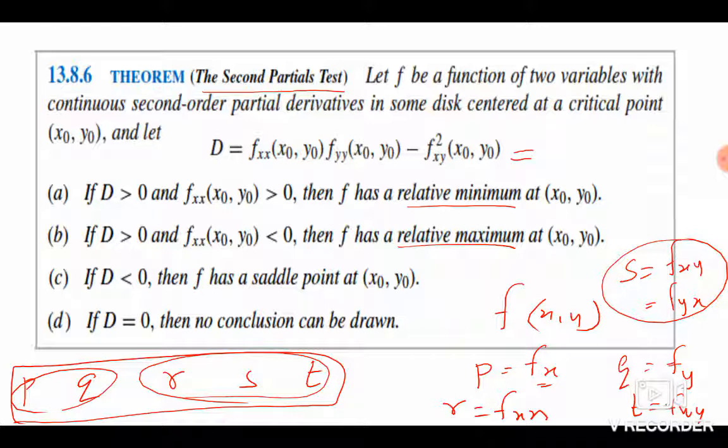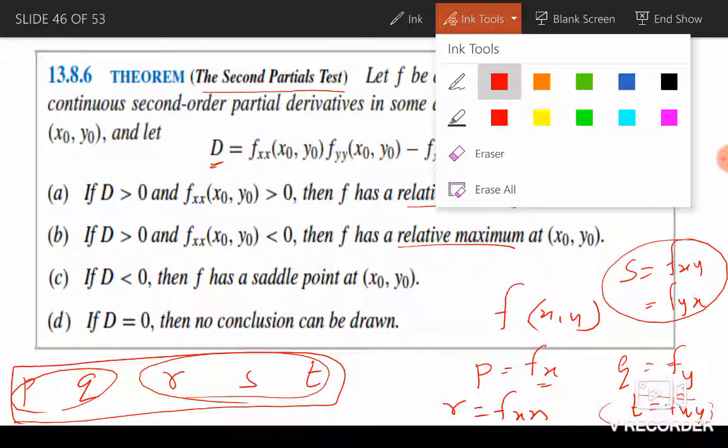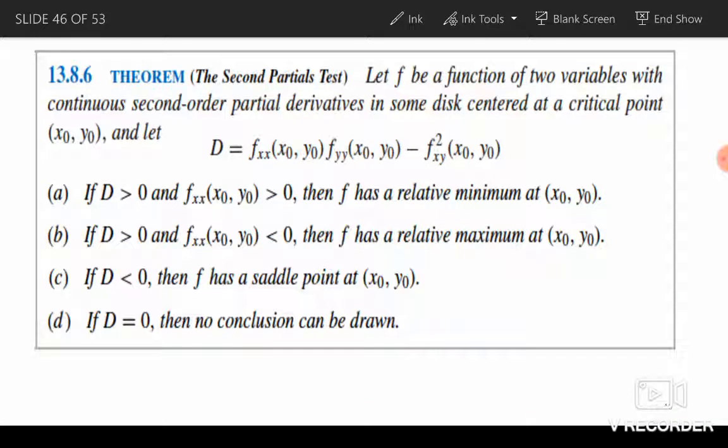We can write this D, the discriminant. D stands for discriminant, isn't it? It is rt minus s square, very simply. Hereafter we are going to use this formula, rt minus s square. r is the second derivative with respect to x, t is the second derivative with respect to y, and s is the second derivative first with respect to x and then y, or first y then x, whatever the order is. Okay, now let us start again with this rule, what we have to do to find the relative extrema.